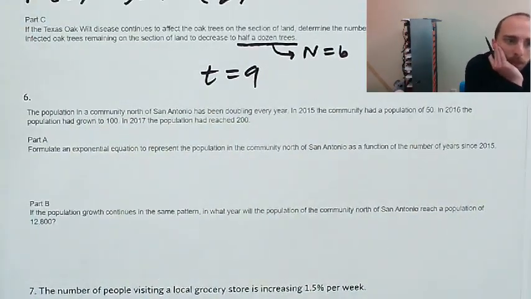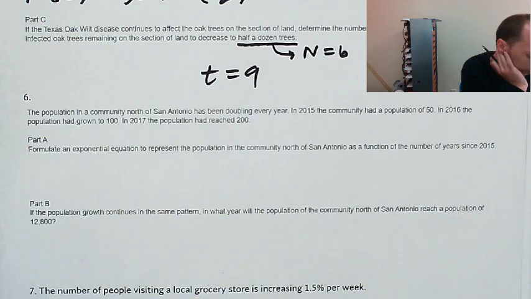So the next one: the population of a community north of San Antonio, hey, like us, has been doubling every year. It's not sustainable growth. I'll tell you right now, that's concerning. But it's starting off with a pretty small population. In 2015, the population was 50. In 16, the growth had taken it up to 100. That makes sense, doubled every year. And in 2017, reached 200.